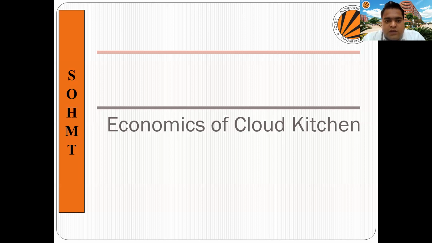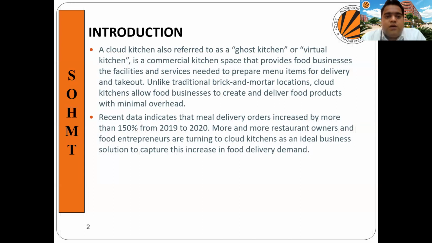So let's start with the introduction part. As we all know, a cloud kitchen is also referred to as a ghost kitchen or virtual kitchen. Basically, you cannot see that kitchen. That is why it is known as cloud kitchen, ghost kitchen or virtual kitchen. You can only order online, or on the restaurant's cloud kitchen app, or through delivery partners like the Zomato and Swiggy apps. You cannot go and get a takeaway from there like from a restaurant. That is why we call it a ghost kitchen or virtual kitchen.